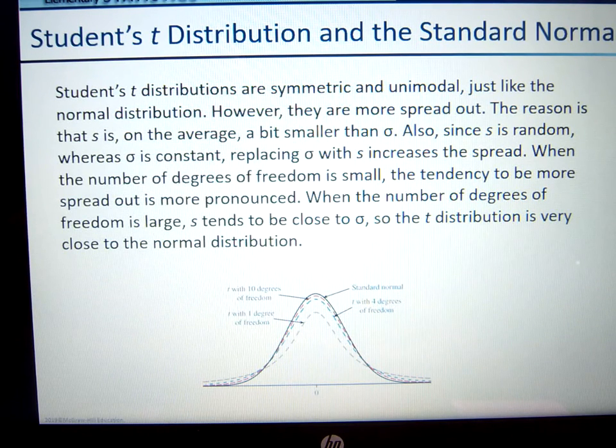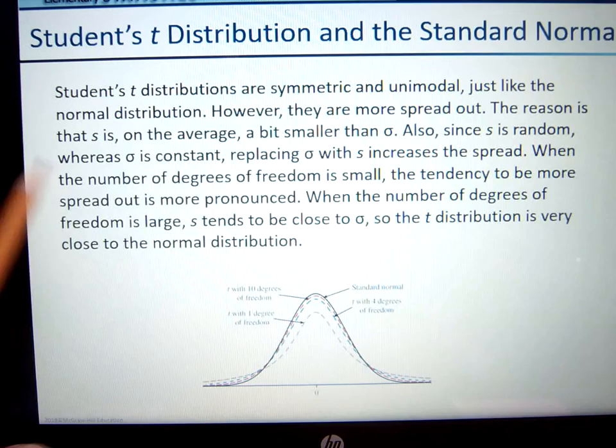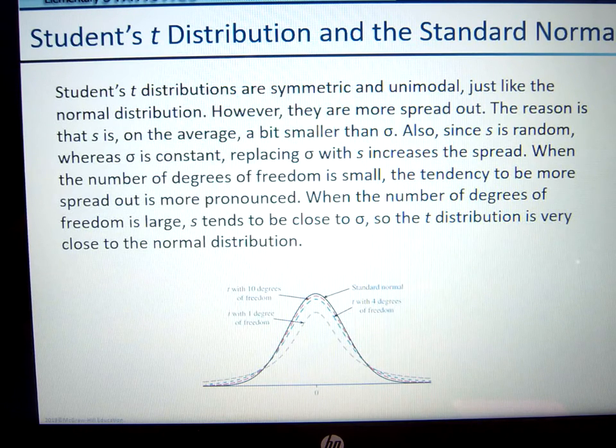And the reason is that S on average is a little bit smaller than the population standard deviation. Also, since the sample standard deviation S is random, whereas the population standard deviation is constant, replacing the population standard deviation with S increases the spread. When the number of degrees of freedom is small, this tendency is more pronounced. So here's where it's small. So we've got spread out and pronounced.